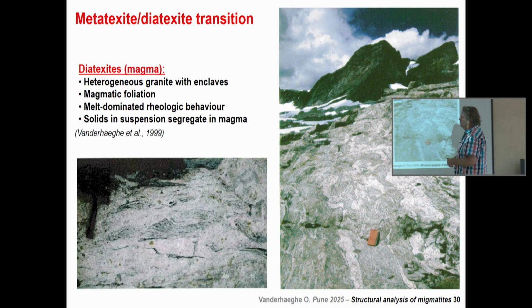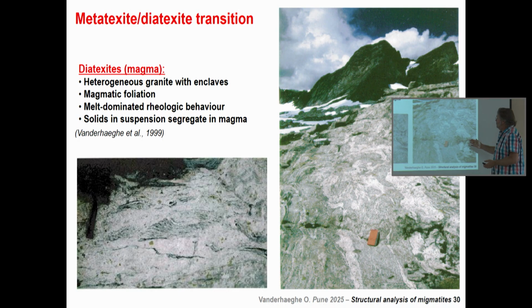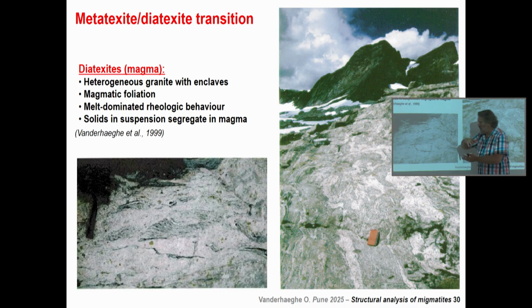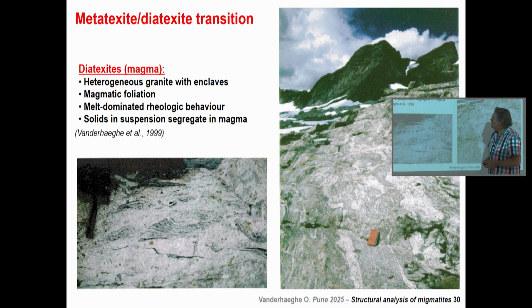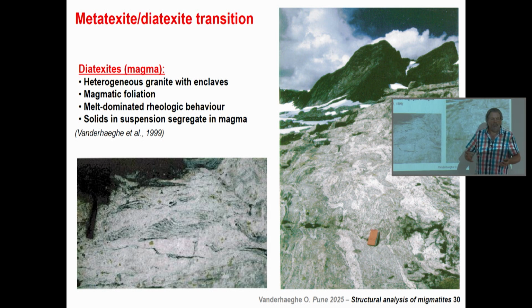Diatexite, made of granite with very heterogeneous texture, full of enclaves of different sorts. You still see sort of a preferred orientation that might reflect orientation of solid bodies in the magma at the time of magma flow. So technically, this corresponds to a granite. Most people would call that a granite, and you cannot blame them for that.